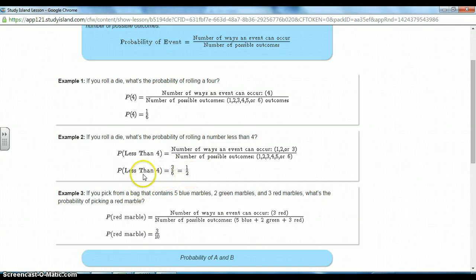Okay. If you pick from a bag that contains 5 blue marbles, 2 green marbles, and 3 red marbles, what's the probability of picking a red marble? So we need to add up all the possibilities. So 5 plus 2 plus 3 is 10. So that's the number of possible outcomes. The favorable ones is picking a red marble, and there's 3 chances to pick a red marble, so it's 3 out of 10.